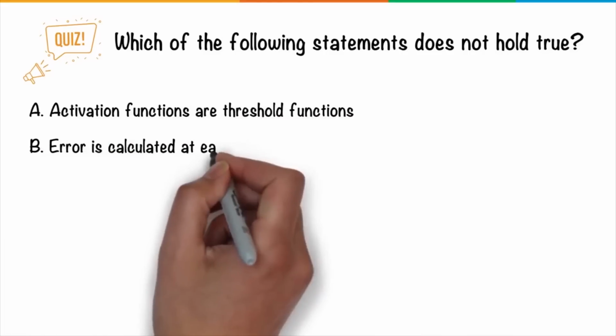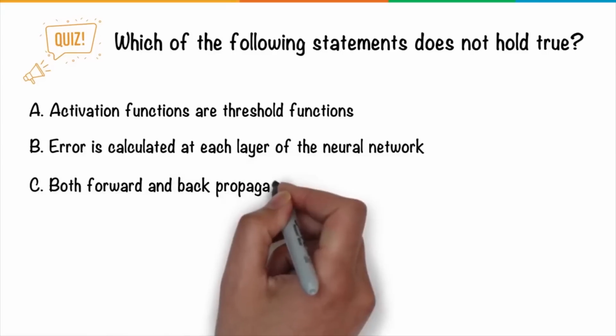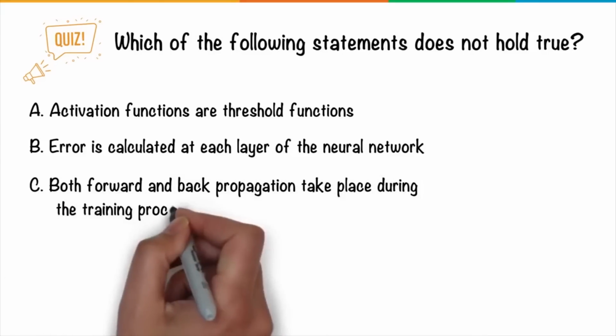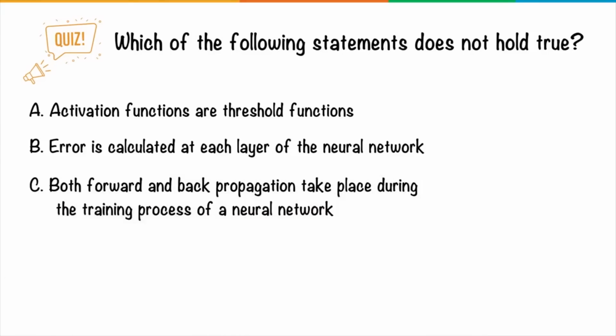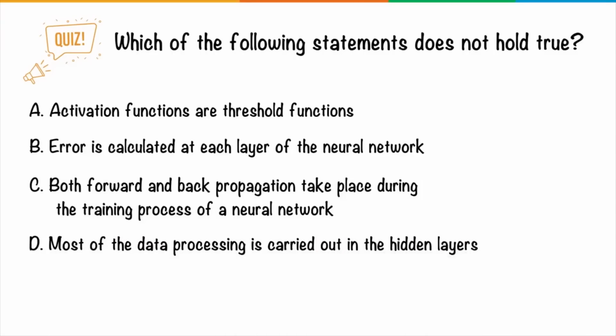B. Error is calculated at each layer of the neural network. C. Both forward and back propagation take place during the training process of a neural network. D. Most of the data processing is carried out in the hidden layers.